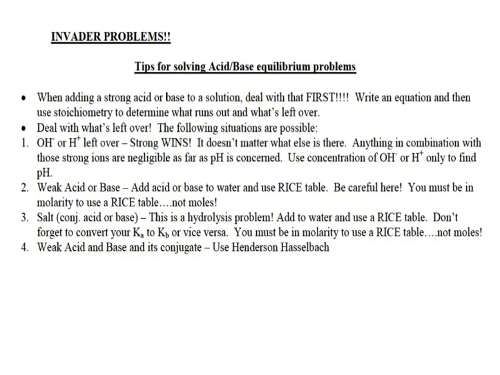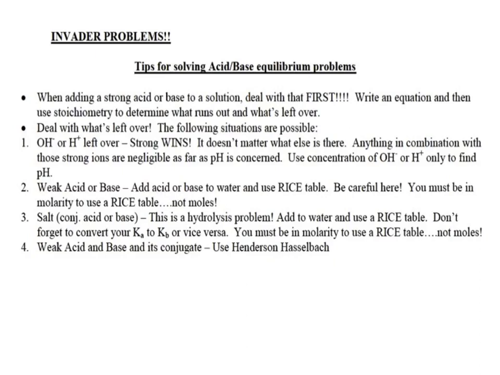So there are 4 different types of situations. The very first thing to do is, when you add that acid or base to the solution, deal with it first, and then see what's left over. And we're going to use stoichiometry to deal with what's left over, which means we're looking at limiting reactants. All right. Our 4 situations are the following. If you are left over with a hydroxide ion or an H plus ion, then the strong wins.